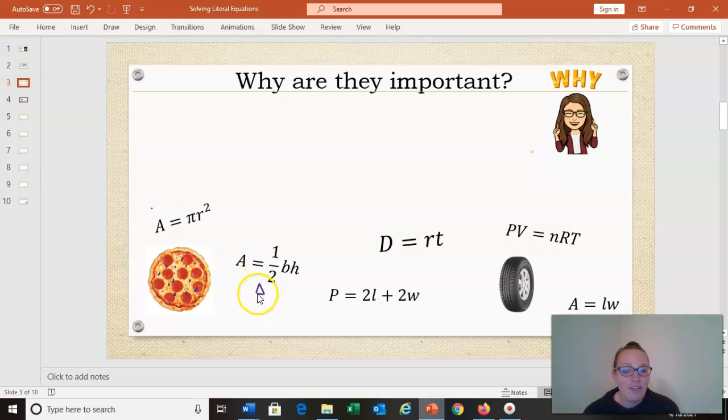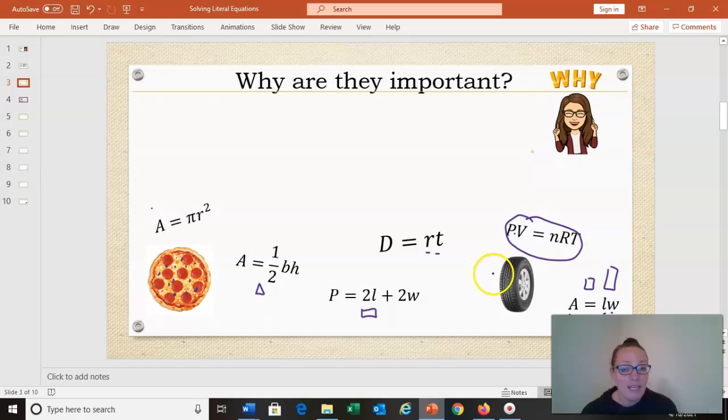Area of a triangle, perimeter of a rectangle. Here's that distance equals rate times time. Area equals length times width. That's really for a rectangle or a square, right? And then this one is really cool. This is the formula for tire pressure. And I actually have it built into my car, which is nuts. This formula calculates automatically for me, and I get a notification if my tire pressure is below where it needs to be. So these formulas are all very useful in the real world.